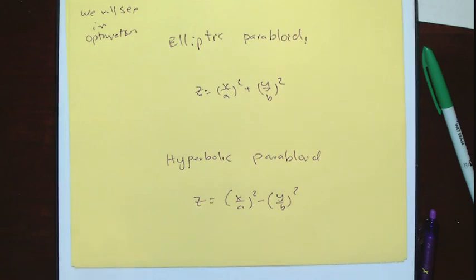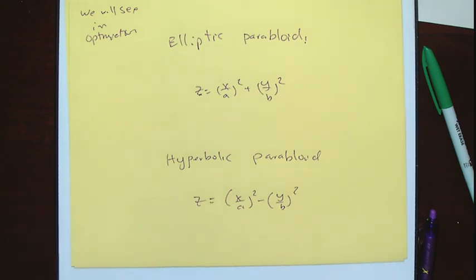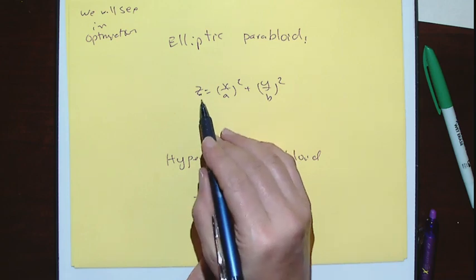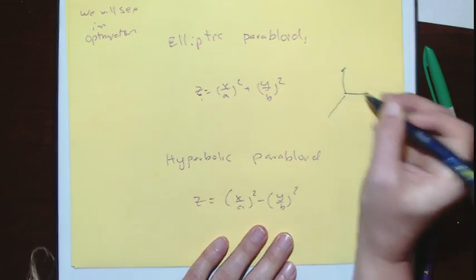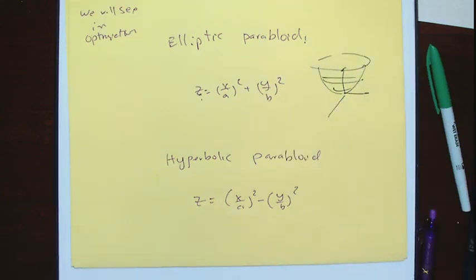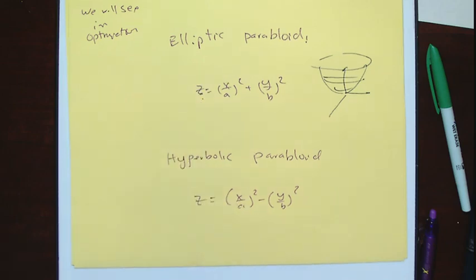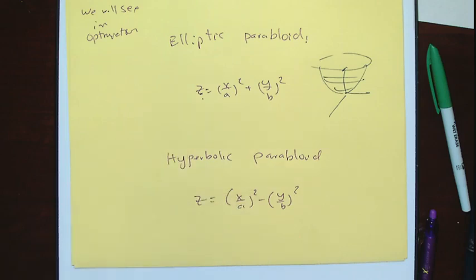hyperbolic. Okay. So the first one looks like a bowl. It opens up to the one that is degree 1. It looks like a bowl. Okay. Can I intersect this with z equal to -1? No. What do I get? Nothing. Because these two are non-negative, it can't be equal to -1.